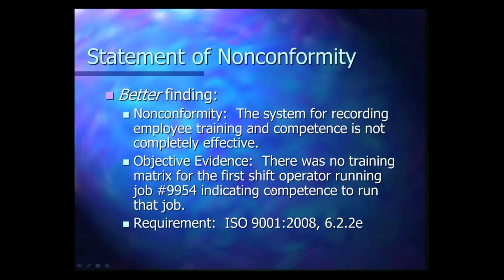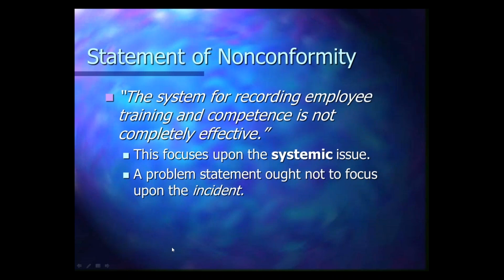And we're not confusing the symptom of the problem, a first shift operator running job 9954, with the nonconformity itself. So we're going to get problem-solving efforts at the system level as opposed to the one person running a particular job. And then we're citing a specific requirement, 9001:2008, 6.2.2E, taking that as far out as possible, not just citing 6.2 or 6.2.2. So again, a well-written statement of nonconformity would be: the system for recording employee training and competence is not completely effective. This focuses on the systemic issue and not on the discrete incident or symptom.